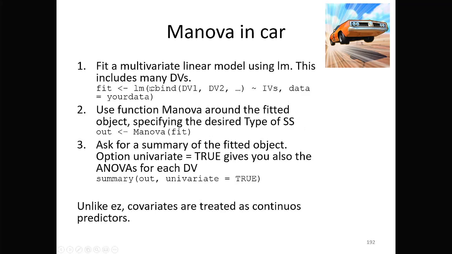I know that, if you're very unfamiliar with R, we introduced many variations on the theme, but it's just a somewhat straightforward extension of the linear model. And you need only to use this Manova and summary on the Manova object. Unlike what happens in the easy package, the covariates, if you have any, are treated as continuous predictors, like in a regression. They are not partialed out beforehand.